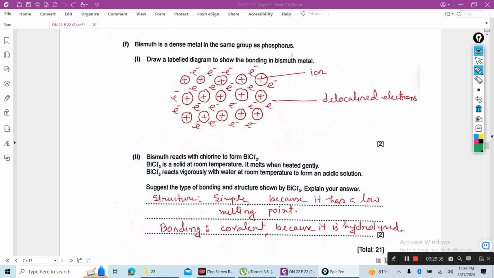So what is metallic bonding? The attraction between positive metal ions and a sea of delocalized electrons is called metallic bonding. That's why this plus one is a positive ion and electrons are delocalized. Delocalized means mobile electrons. They can move easily.